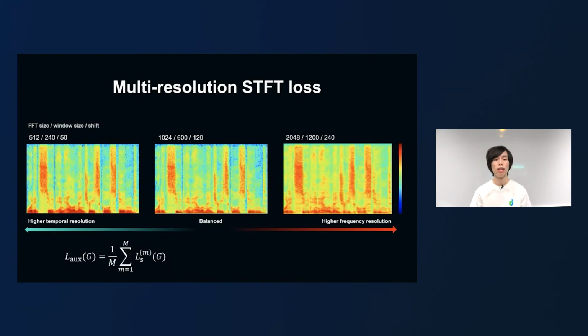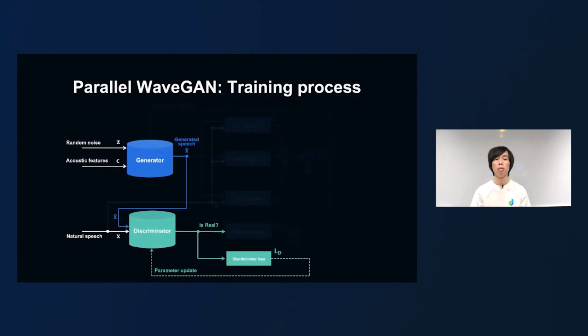The final auxiliary loss function can be expressed by the sum of spectral convergence loss and log STFT loss with three resolutions. Now, let's take a look at the process of training Parallel WaveGAN. As explained earlier, GAN has two models, generator and discriminator. First, the generator takes random noise and acoustic features as inputs to generate speech waveform. Then the discriminator is trained to take the generated speech and natural speech as input and correctly identify whether it is real or not.